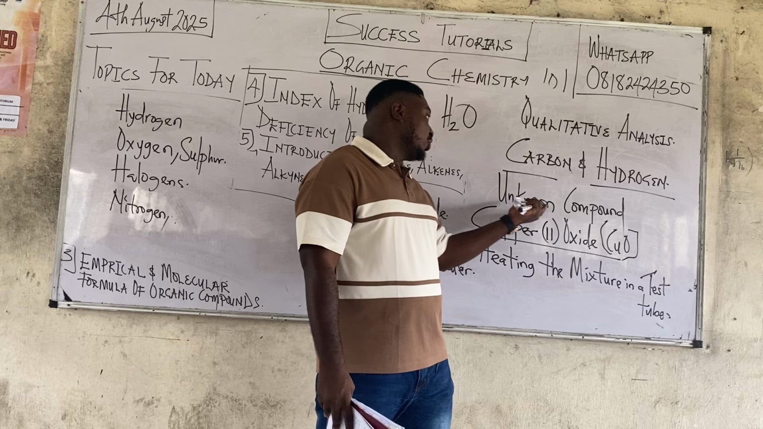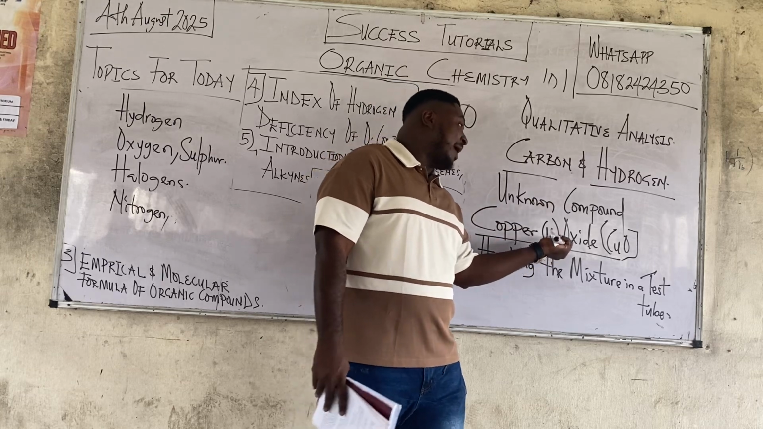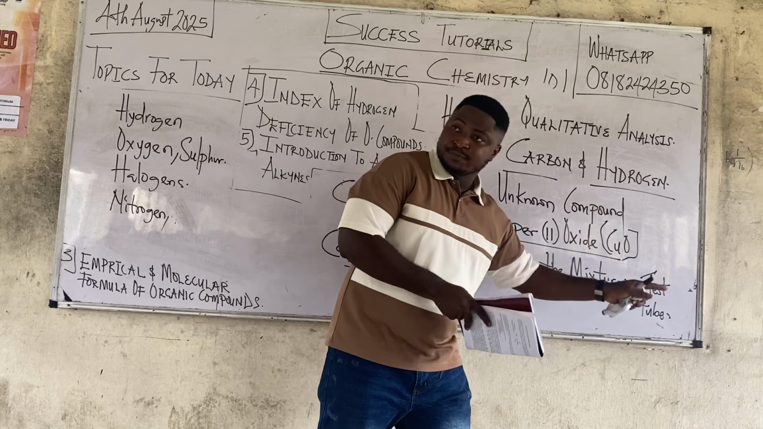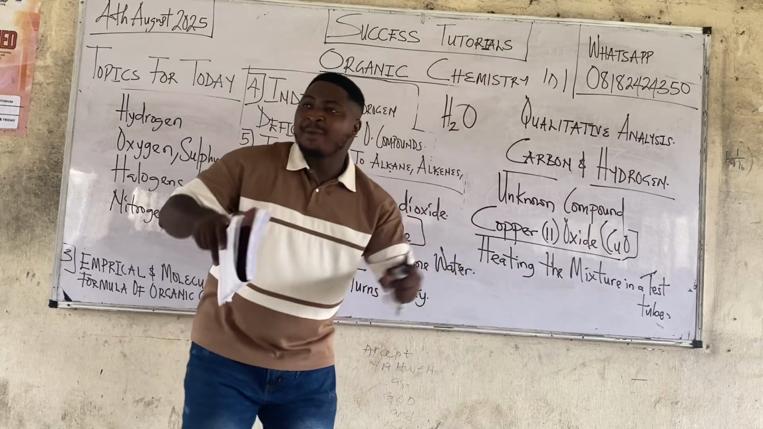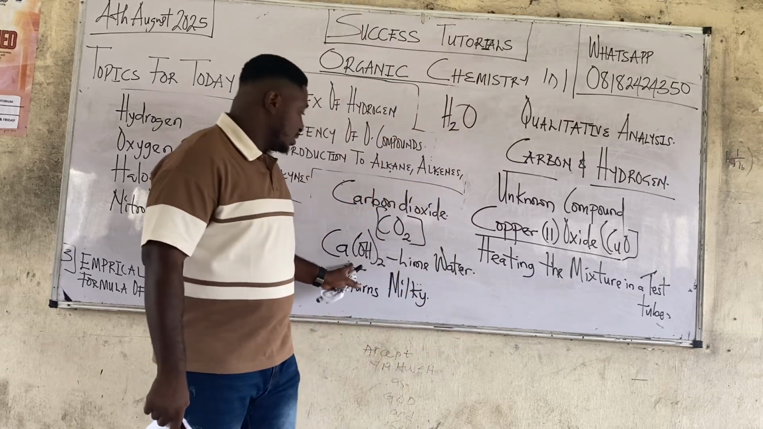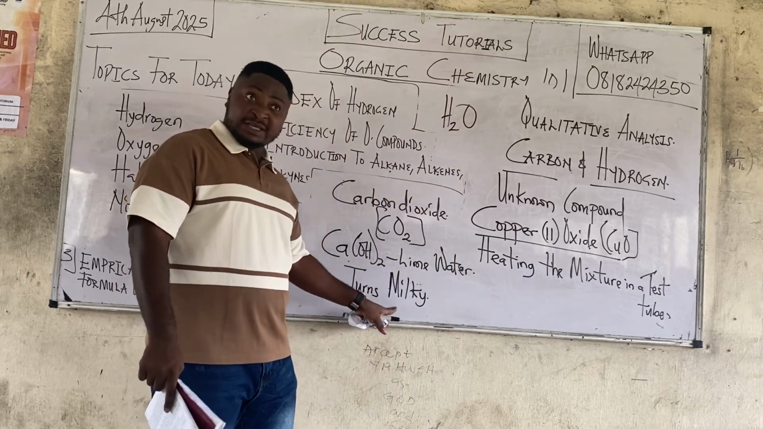So we react an unknown compound with copper 2 oxide. If carbon is present, it goes to CO2. If hydrogen is present, it goes to H2O. When carbon went to CO2, we did something else to confirm that it's carbon, right? What did we use? Lime water, and it turned milky.